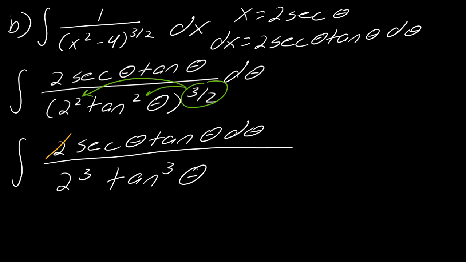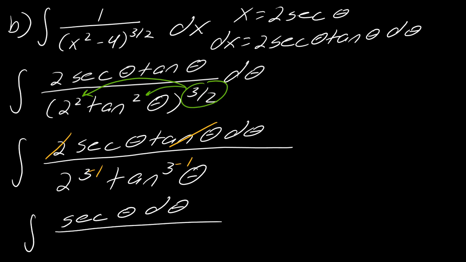So I can cancel this 2 out. I can subtract 1 from this exponent here and 1 from this exponent here, so I can cancel out those tangents. So what am I left with? Now I've got secant theta d theta over 2 squared, which is 4, tangent squared theta. All right. So now, what's next?